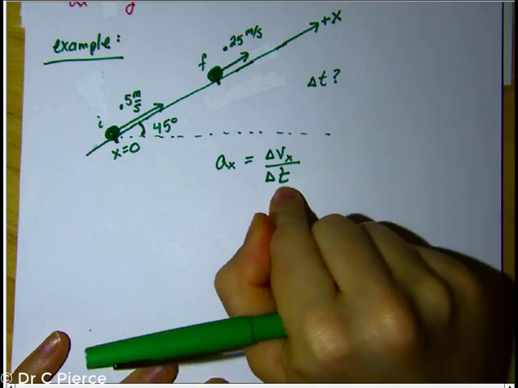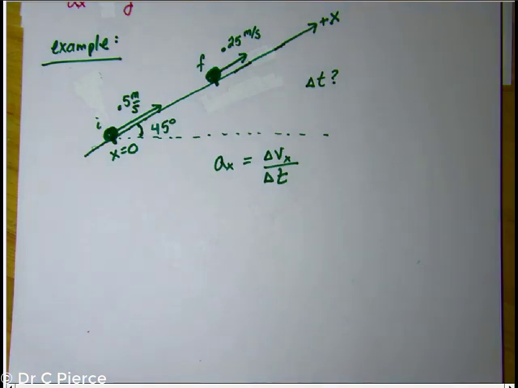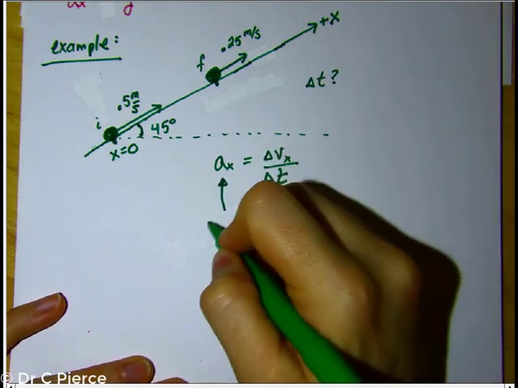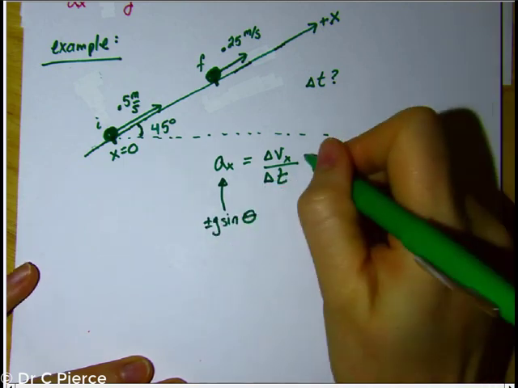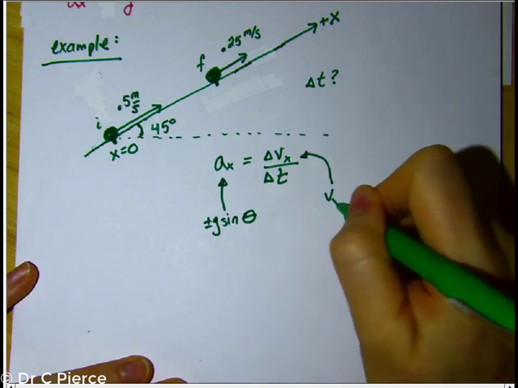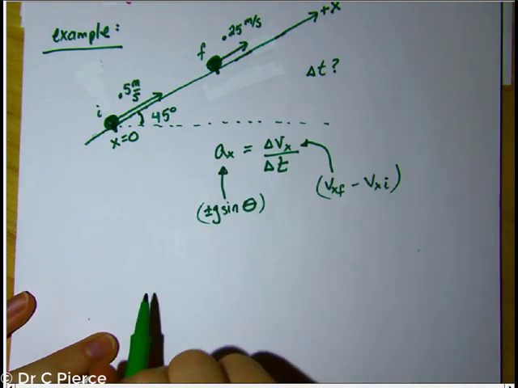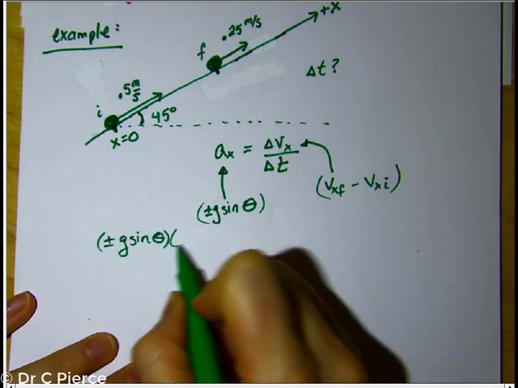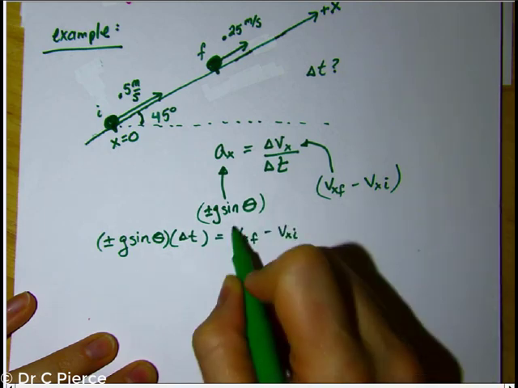And we're looking for delta T, so we can use this equation if we know AX. And for these problems, we're going to assume that air resistance and friction aren't an issue until we get to Chapter 5. So in this case, we can just plug in plus or minus G sine theta. And for delta Vx, we're just going to do Vxf minus Vxi. So then if I multiply delta T up to the other side, I'll get plus or minus G sine theta times delta T is equal to Vxf minus Vxi.